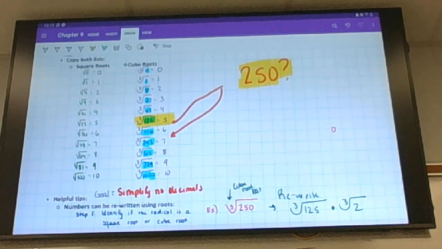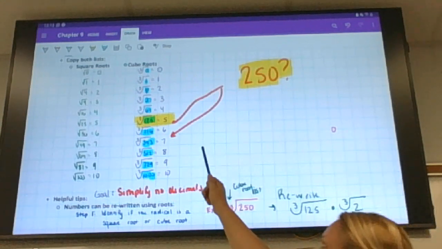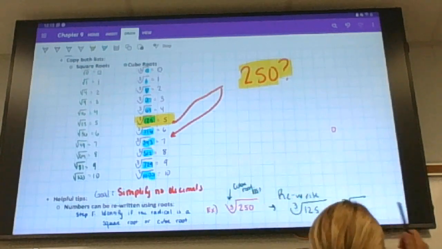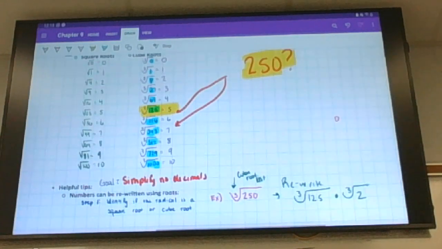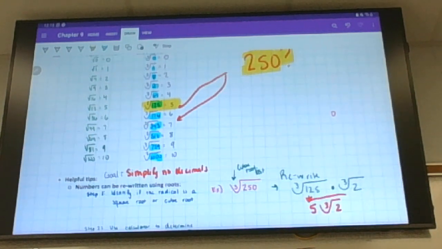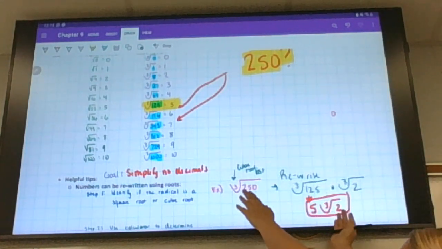Now we do have a number in the list. The cube root of 125 is 5, so I can make this a 5. The cube root of 2 can't go any further. So I'm going to box this up. This is considered the simplified version.